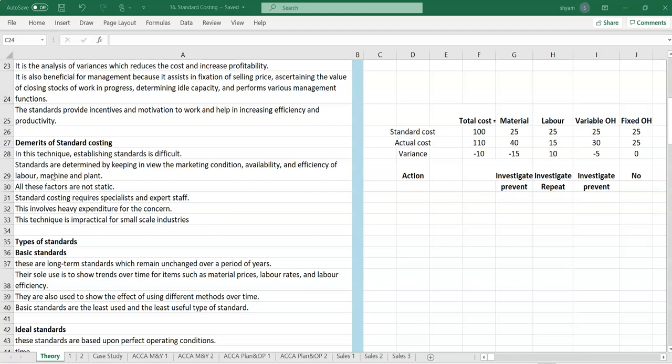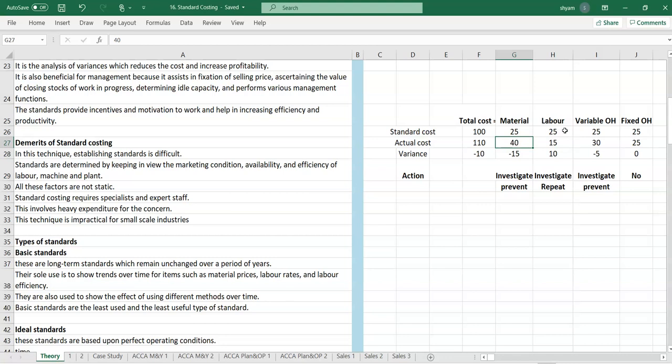Okay, the next one is standards are determined by keeping in view the market conditions, availability, and efficiency of labor, machine, and plant. So the standards are established at a normal level, and with the existing circumstances, we are creating a standard. Okay, so a raw material price today might be 25, so that's why we have fixed a raw material standard cost of 25. But in 1 month's time, who knows where the price will go? It might be going up to 40. So even the manager there cannot do much here.